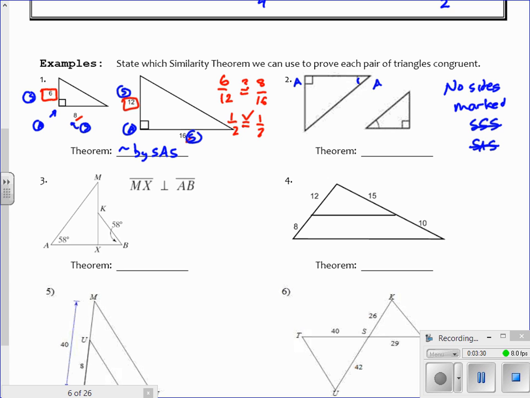Well, sure enough, if we trace over this one in blue, we have the same exact angle in the smaller triangle. So those two angles match up, and they both have a 90. So in this one, these are similar by angle, angle.